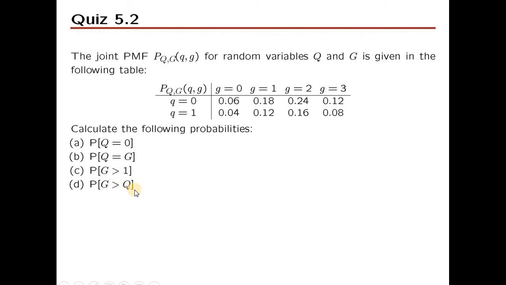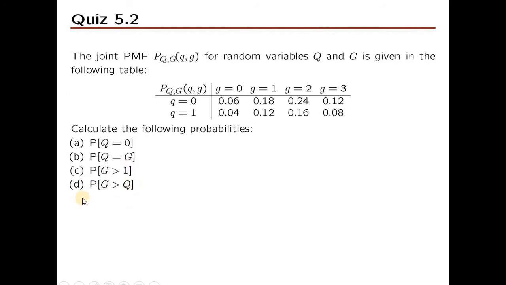Last one is g is greater than q. Now look here, q is 0, g is 0. I don't have to take this, I have to leave this. I have to move further. q is 0, g is 1. So I have to pick this one, 0.018 plus 0.24 plus 0.12. Similarly, for the second one, I have to pick 0.16 plus 0.0. When I add it, I easily solve for the last part.